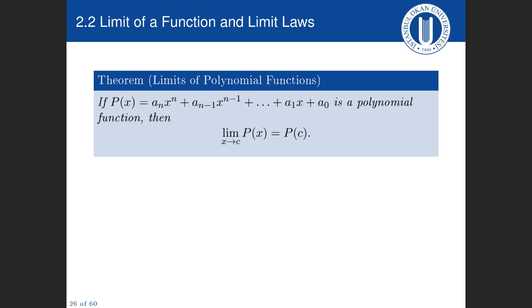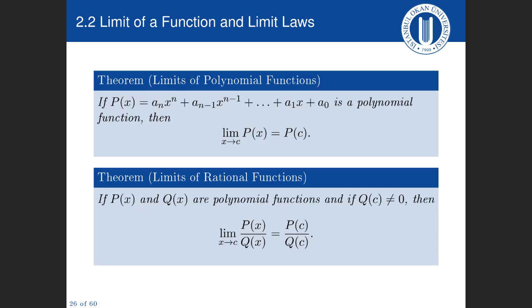And then if we combine that with the quotient rule, we can do the same thing for rational functions. If p of x and q of x are polynomial functions, and if q of c is not equal to 0 because we can't divide by 0, then the limit as x tends to c of p of x divided by q of x is equal to p of c over q of c.